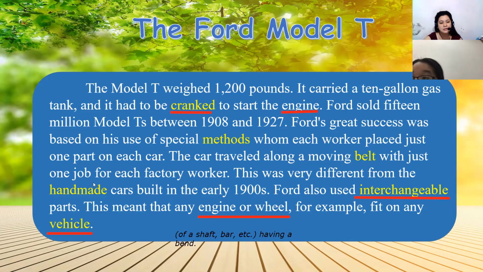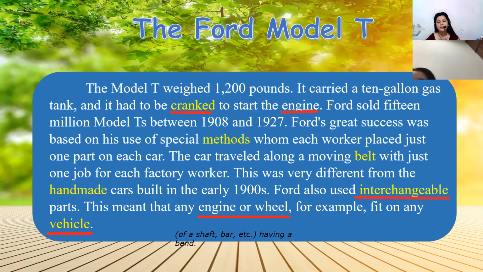Ford's great success was based on his use of special methods, in which each worker placed just one part on each car. The car traveled along a moving belt with just one job for each factory worker. This was very different from the handmade cars built in the early 1900s. Ford also used interchangeable parts. This means that any engine or wheel, for example, fit on any vehicle.